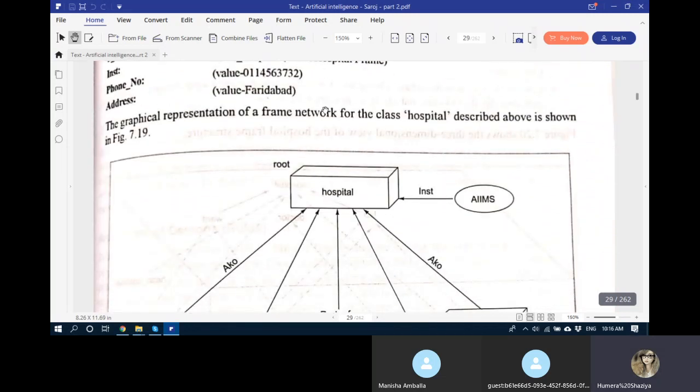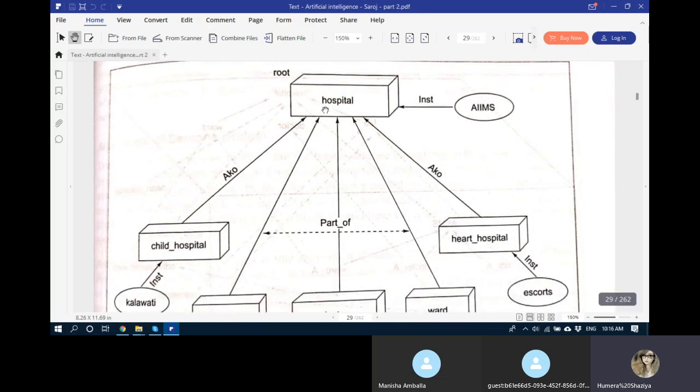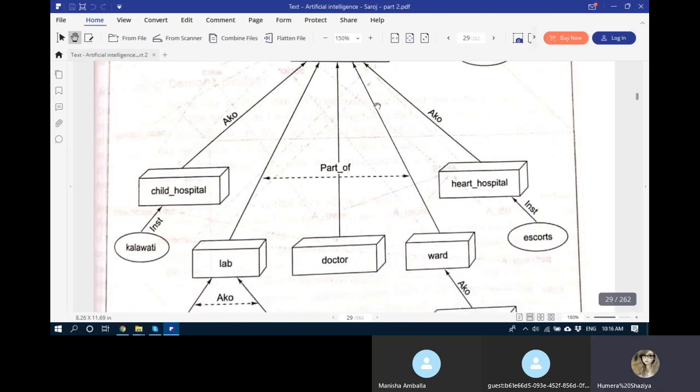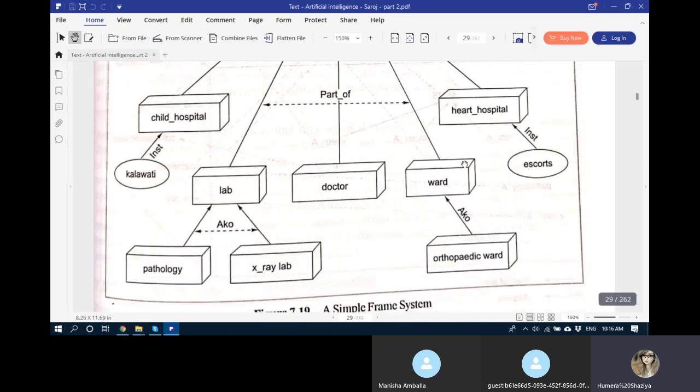This is the graphical representation of the frame network for the class hospital. So hospital is the root, AIMS is an instance of hospital, and all these: child hospital, heart hospital, orthopedic hospital. Okay, child and heart are part of hospital, whereas orthopedic is a part of ward, not hospital. Orthopedic ward is a specific type of ward, which is a part of a general ward.